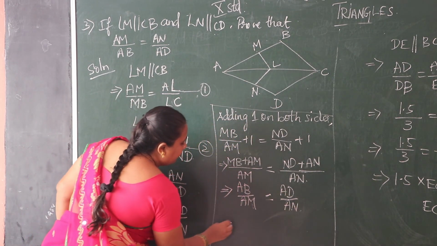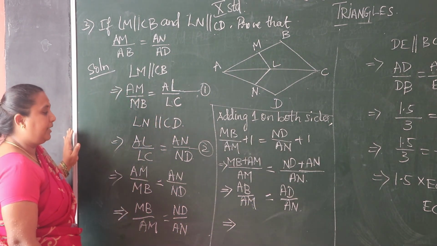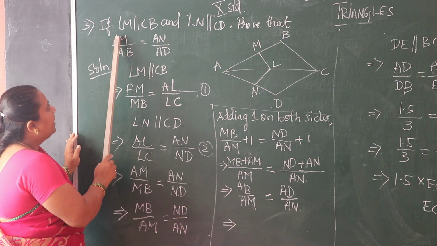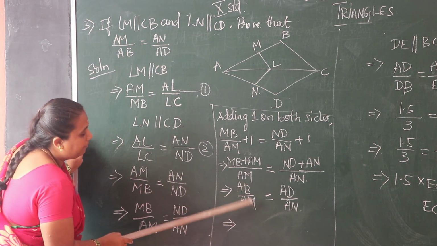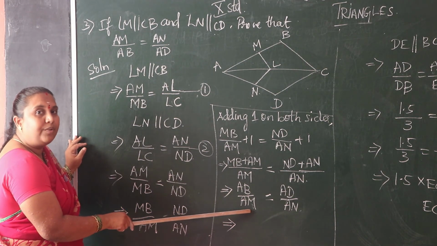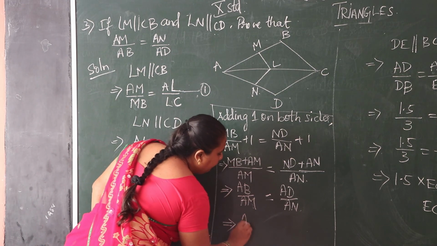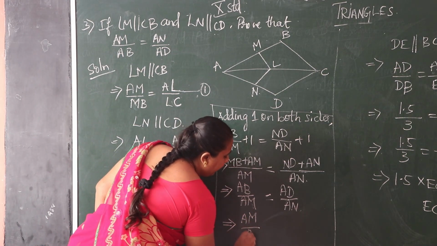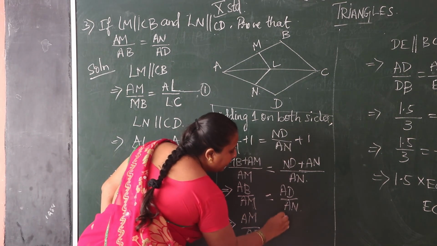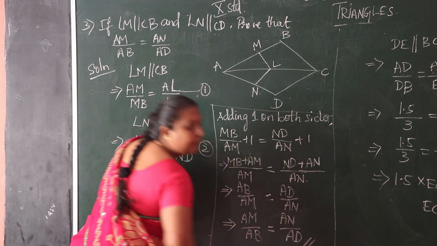We can interchange the numerator and denominator again here. See, we have AB by AM, so we are interchanging the numerator and denominator. We can get the answer: AM by AB equals, on the right hand side, AN by AD. Now it is proved.